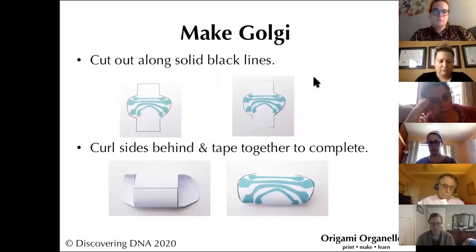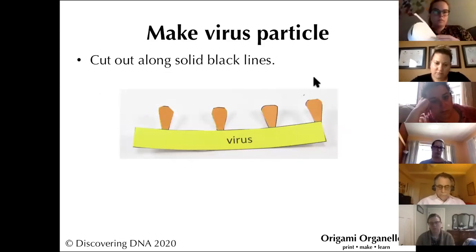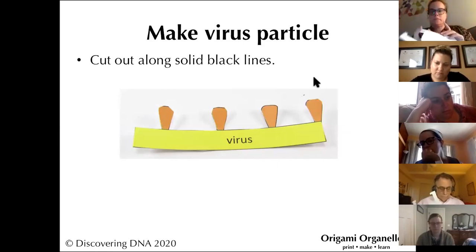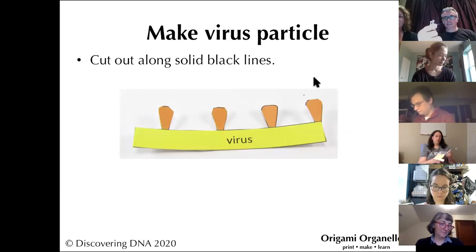Okay, right. Okay. And then the virus particles. I say we'll have a go through it and then you can catch up as we go through. So this is the viral particles cut out. And then with this one, you just fold it with the writing on the inside into a circle, make a hoop, and then you tape it together.